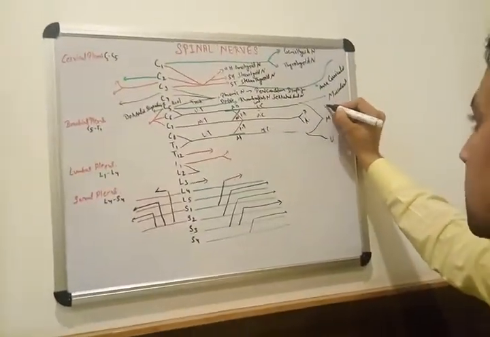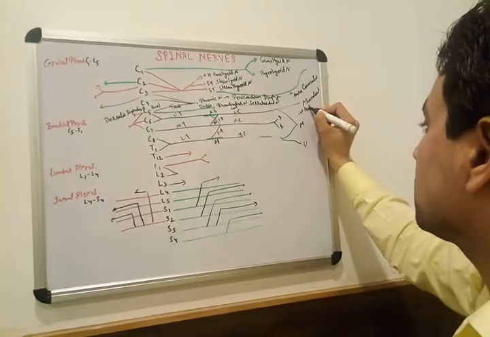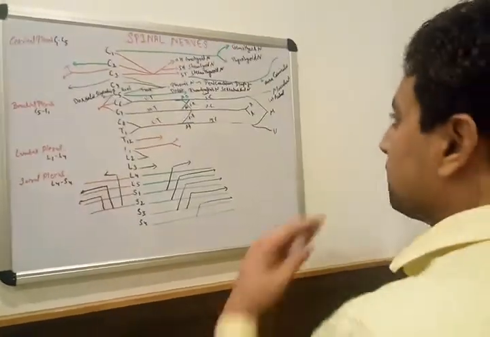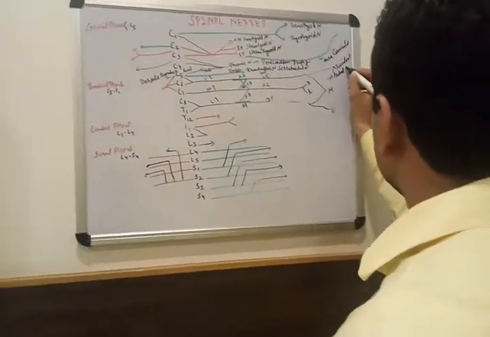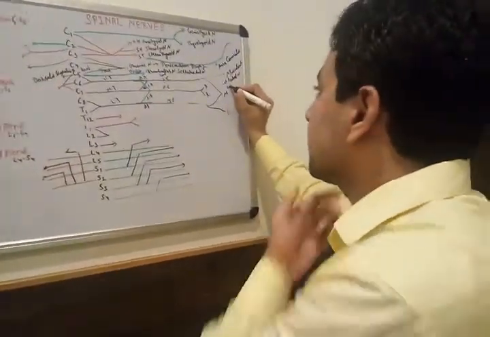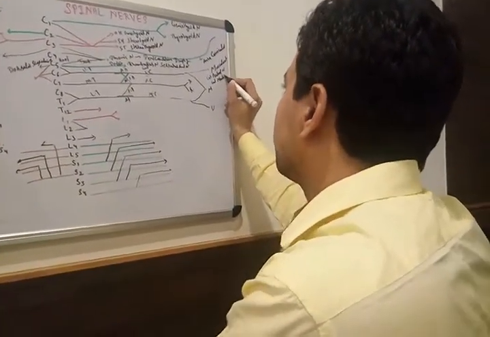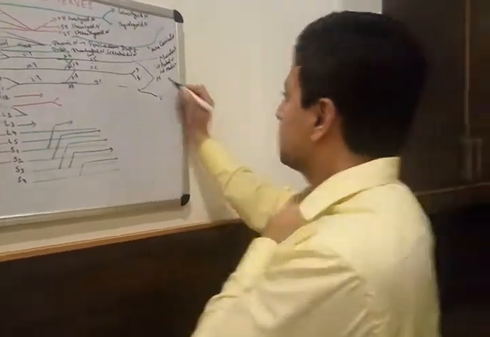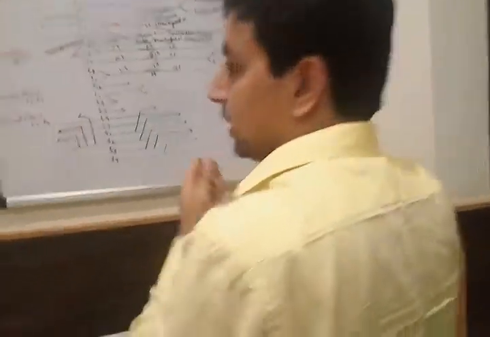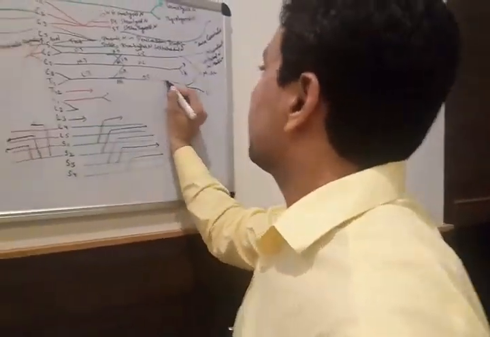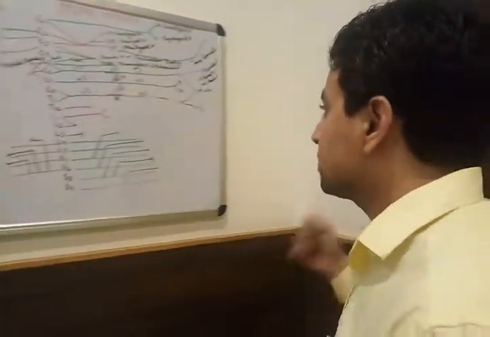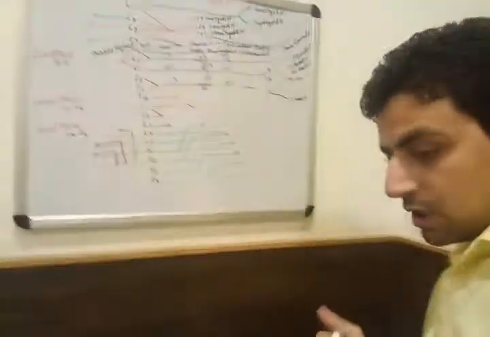The lateral cord gives the lateral pectoral nerve and the lateral root of the median nerve. Remember this: the lateral root of the median nerve. This is the median nerve. Then U: where does it come from? U represents the ulnar nerve.